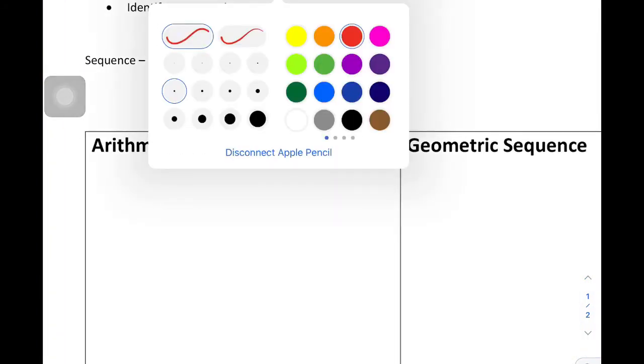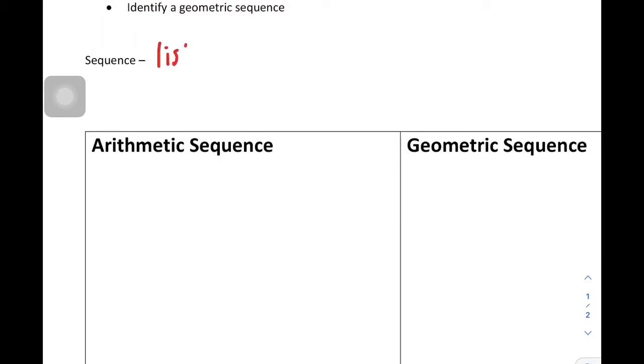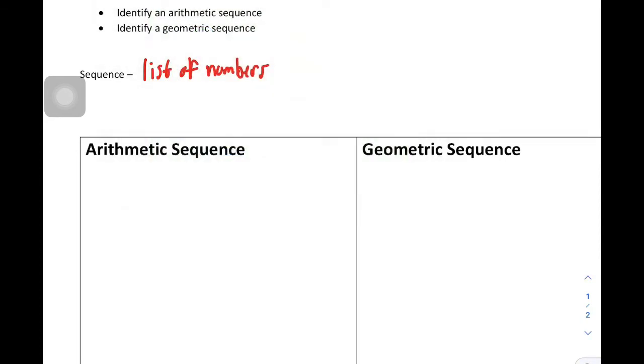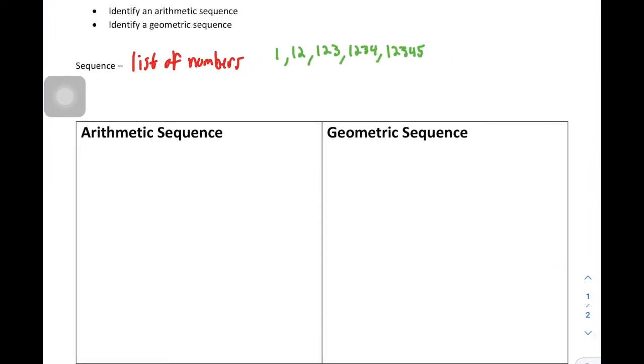So a sequence in math is a list of numbers. I'll give you an example. So let's say I have a list where my first number is 1, my second number is 12, my third number is 123, and I'll stop after the fifth number there, after 12,345. So I have a list of 5 different numbers, and we can call this a sequence.